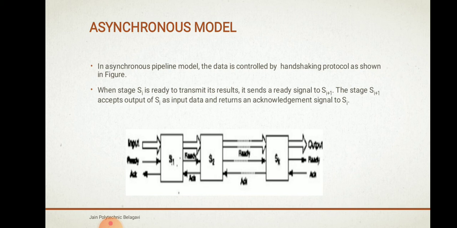Similarly, S1 sends the processed results to S2 by sending a ready signal, meaning S1 is ready to send its result to S2. When S2 receives the ready signal from S1, it accepts the data from S1 and sends an acknowledgement to S1, saying that it has received its output results. Similarly, it goes up to the Sk stages.